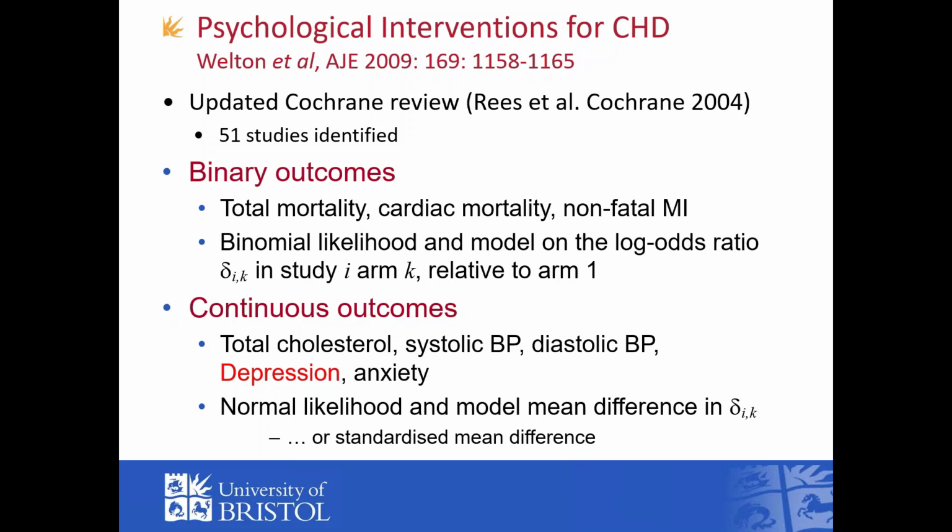When we have continuous outcomes, then instead of assuming the data has been generated by a binomial process, we instead assume it's been generated using a normal distribution. And the treatment effect, the delta IK in study I and arm K, is, instead of being a log odds ratio, a mean difference, or potentially a standardized mean difference. And for the depression example, that's what the outcomes represented, standardized mean differences.